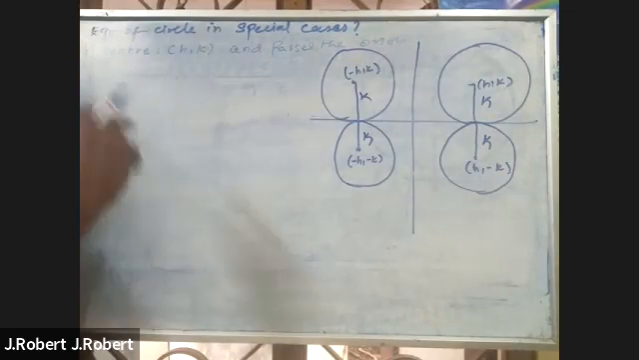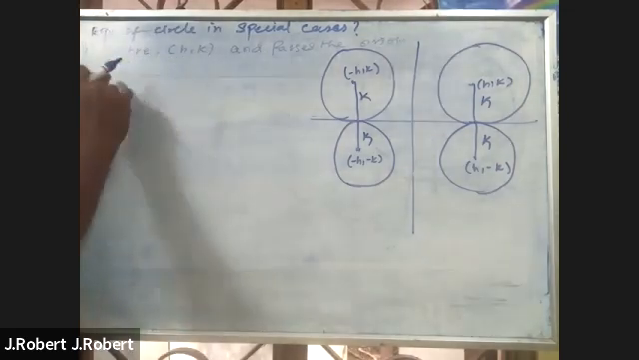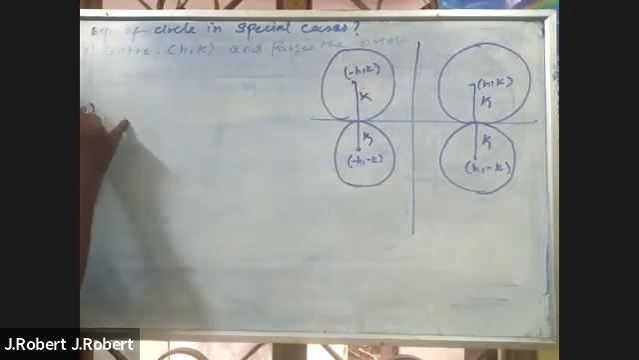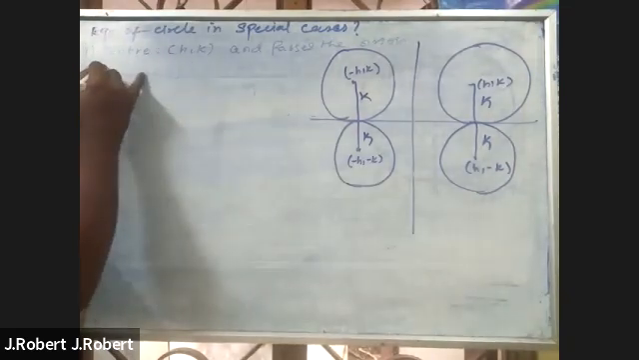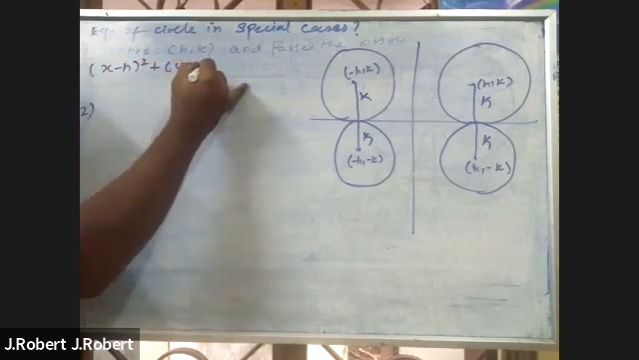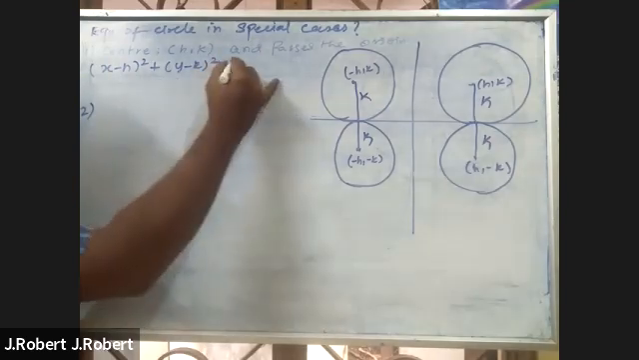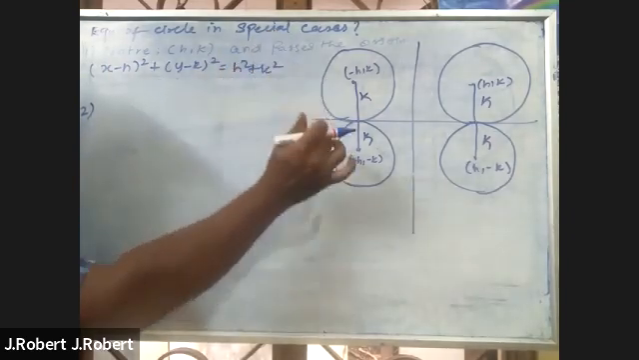Generally, the center is h comma k and it passes through the origin. Then the equation of the circle, we can write as x minus h the whole square plus y minus k the whole square is equal to h square plus k square. இது first case. Case 2க்கு நான் போட்டேன்.